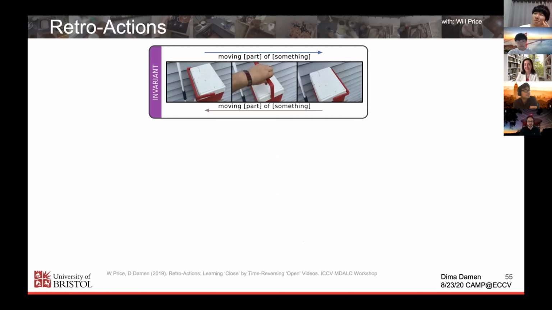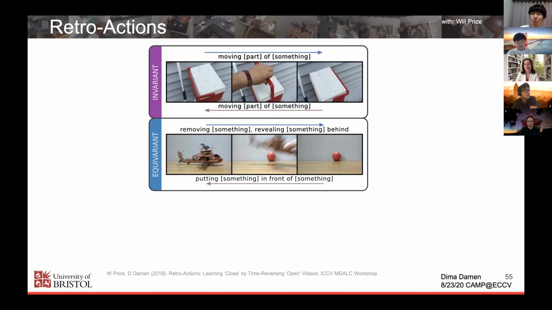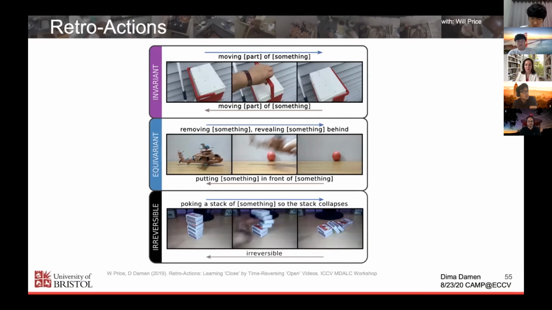There is also this equivariant classes. So videos that when you reverse, they are valid examples of a completely different class. And interestingly, this is an equivariant relationship. That means if you have videos of that class and you revert them, you're back to class A. So it's A to B, B to A. And of course, there are irreversible actions that break the rule of physics. We're not denying their existence, they do exist, but there hadn't been a prior work to look at the second aspect, the equivariant ones.